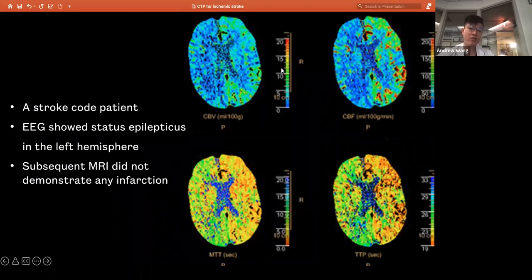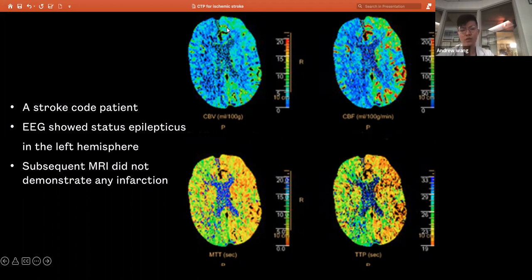And this is another case, a stroke code patient. EEG showed status epilepticus in the left hemisphere. However, the subsequent MRI did not demonstrate any infarction. On this CT perfusion study, we can see that in the left hemisphere there is increased cerebral blood volume and increased cerebral blood flow, and also decreased mean transit time and decreased time to peak, which is also Tmax. This CT perfusion study is actually caused by the hyperemic phase of the post-ictal phase of seizure.